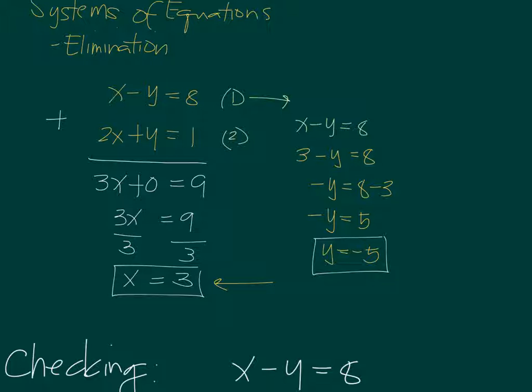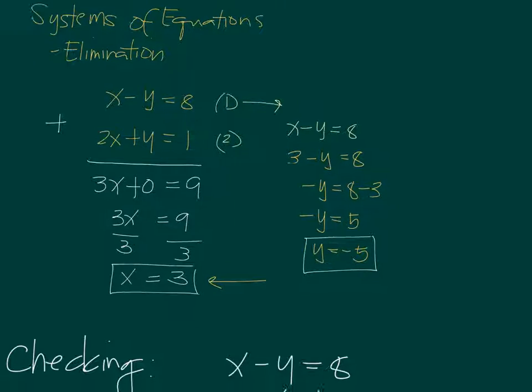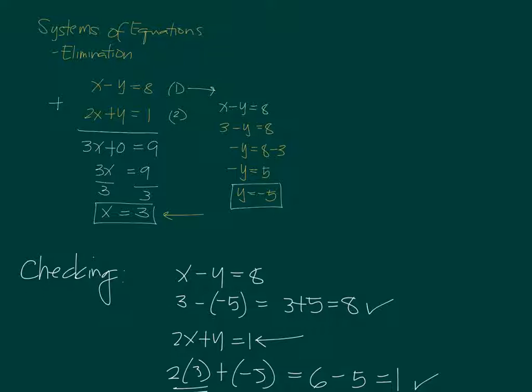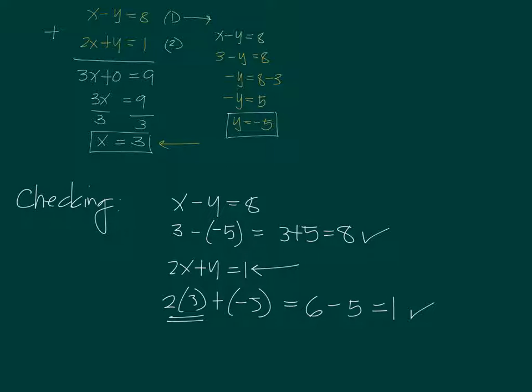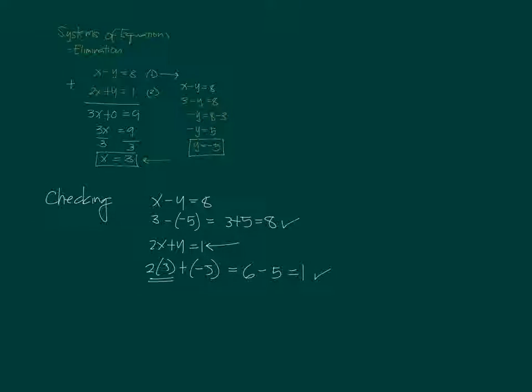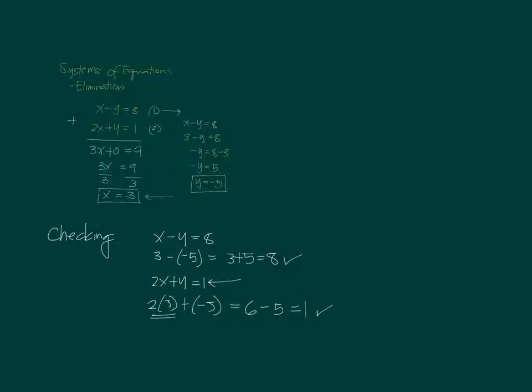Okay? And just to ensure that the solutions you obtain for x and y are correct, all you have to do is to substitute the values to the first and second equation and check whether it is giving you the exact numbers, like is it 8 or is it 1. Okay, so that's how you solve systems of equations using the elimination method.